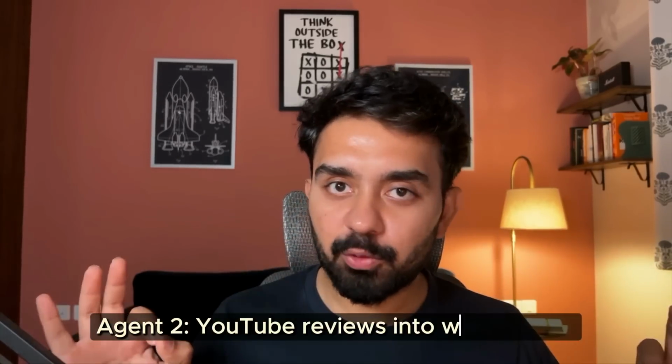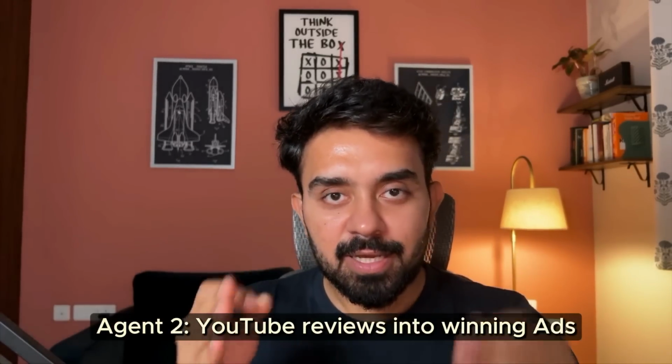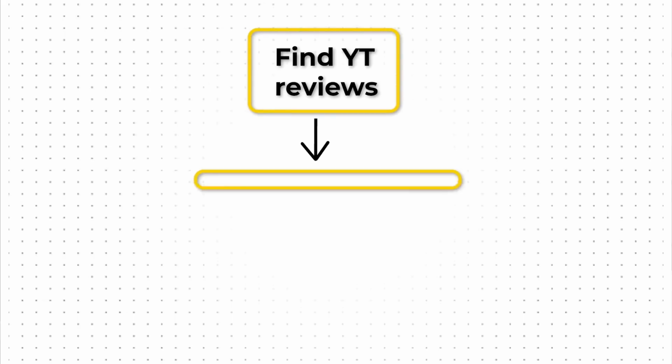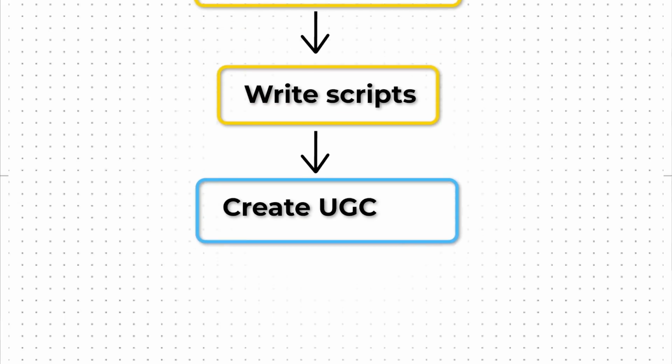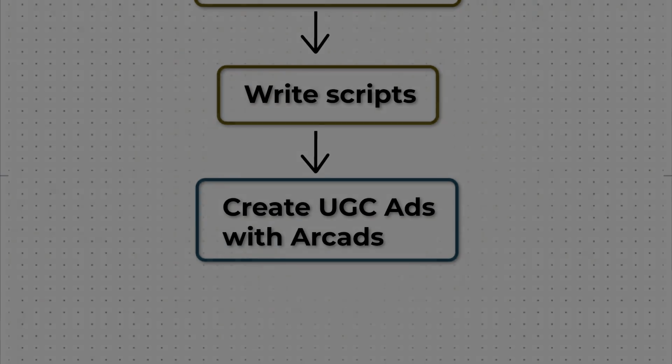Second agent is turning YouTube reviews into ads. So this agent finds all the YouTube videos that are talking about your product and it repurposes all of those videos into your ads. The third AI agent, this one is my favorite.